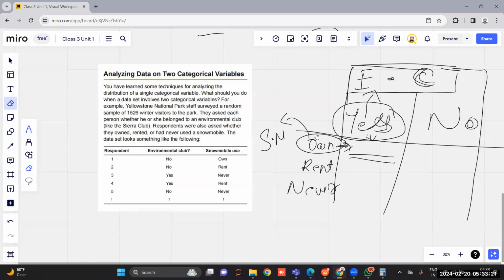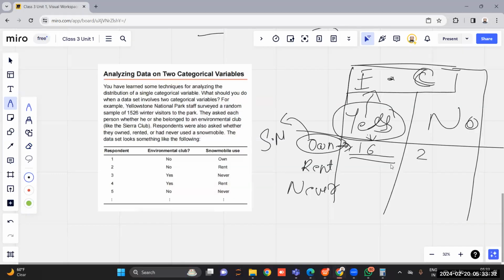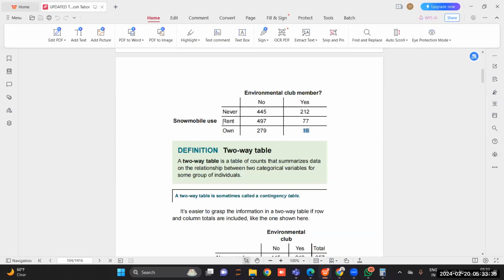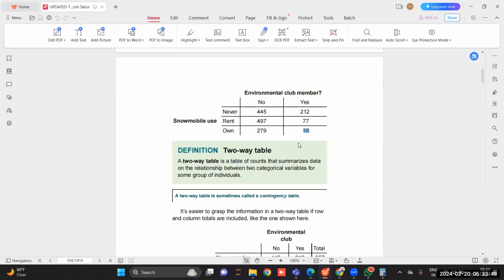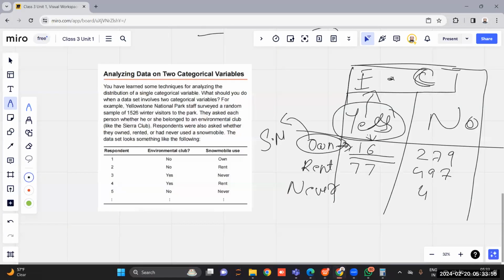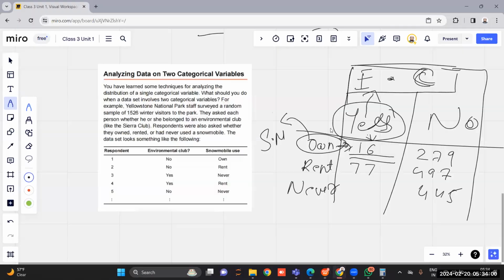See, own and yes, we can see in this column here there are 16. So I'm just correcting the number. Own and no, with both the attributes, are 279. Next, rent and no is 497. And next, rent and yes is 77, rented a snowmobile and also a member of the environmental club. Then the last, never and no is 445, never owned and not a member of the club. So never and yes, it's 212.